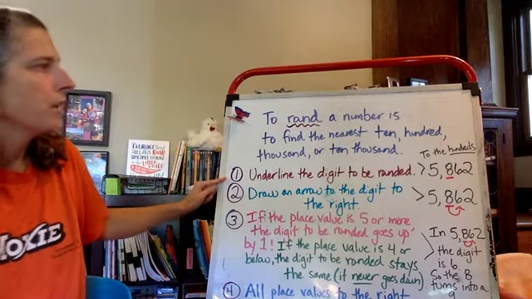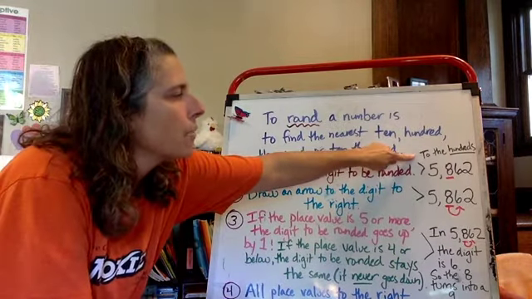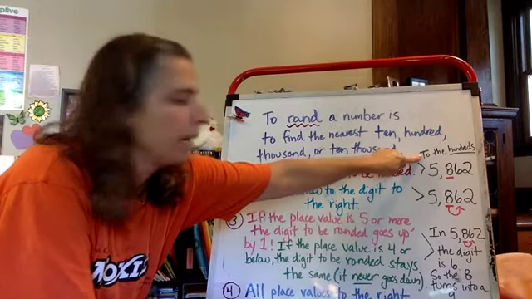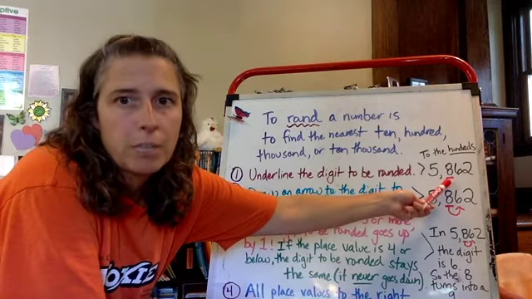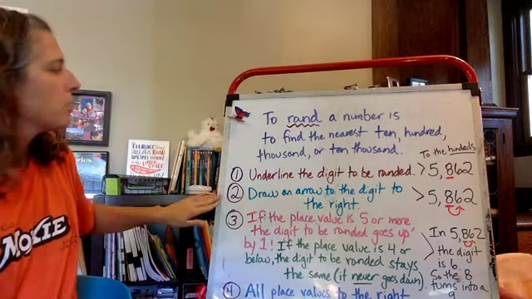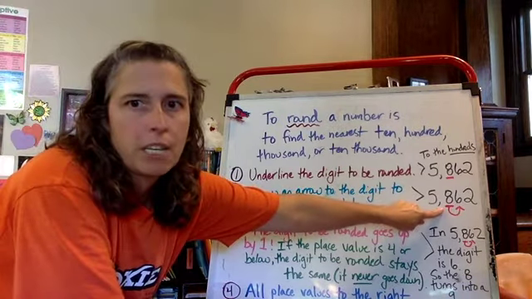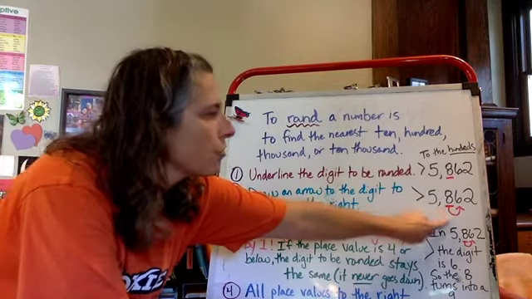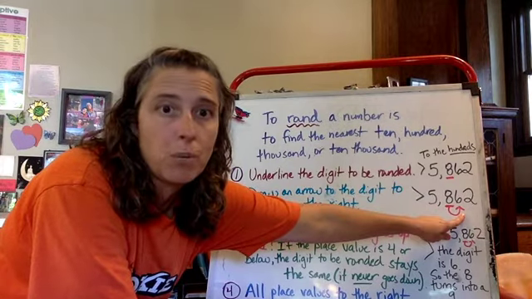So the first thing you do is you underline the digit that needs to be rounded. So I decided here I was going to round the number 5,862 to the hundreds place. So the first thing I did is I underlined the 8 that's in the hundreds place. This is why it's really important also to know your different place values. So number 2 is you draw an arrow to the digit to the right of the place that you're rounding. So I know I'm rounding to the hundreds place, which I underlined with the 8. Then I drew this handy little arrow over to the digit to the right. So it's the place value that's 1 less.